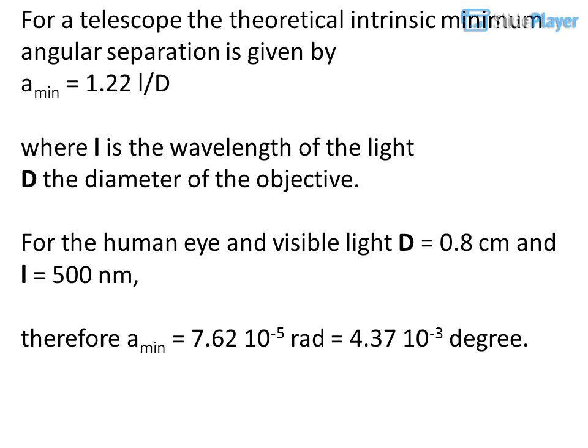For a telescope, the theoretical intrinsic minimum angular separation is given by θ_min = 1.22 λ/d, where λ is the wavelength of the light and d the diameter of the objective. For the human eye and visible light, d equals 0.8 centimeters and λ equals 500 nanometers. Therefore θ_min equals 7.62 × 10⁻⁵ rad, equal to 4.37 × 10⁻³ degrees.